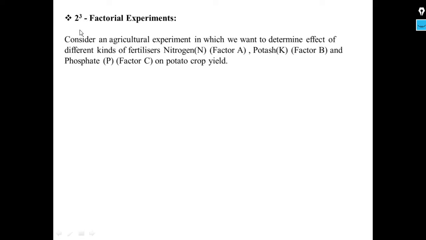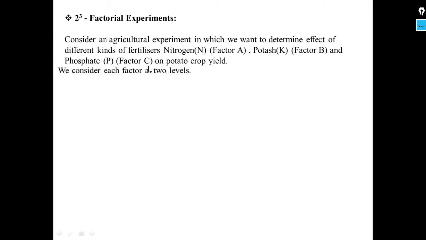Suppose we consider one agricultural experiment. In that experiment, we want to analyze the effect of different fertilizers on the yield of potato crop. Suppose we consider 3 different types of fertilizers. One is a nitrogen fertilizer, which is our factor A, then potash is our factor B, and phosphate is our factor C. And we want to check the effect of these fertilizers at different levels on the yield of potato crop.